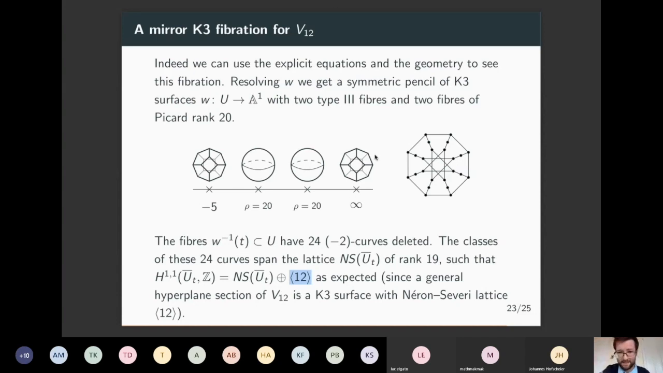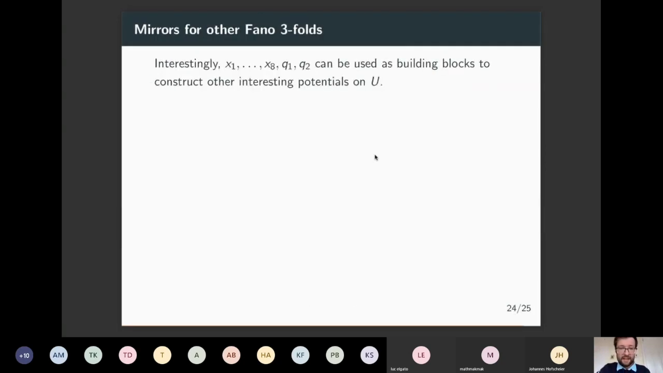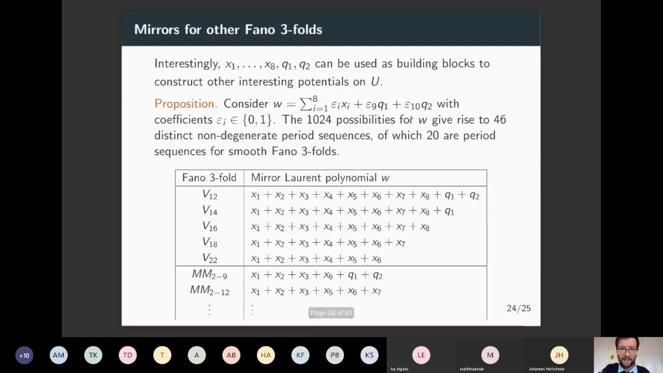And I don't think it, it just seems to be a bit of fun. And so let me just very briefly mention that the 8 terms you get from this recurrence plus the two new cluster variables, Q1 and Q2, you can use just as building blocks to write down other interesting potentials on this variety U. So, for example, if I sum all of these things up, then I get a mirror Laurent polynomial to V12. But if I only sum some of them up, then I get other interesting potentials on this cluster variety, which give Landau-Ginzburg models, which are mirror to different Fano threefolds.